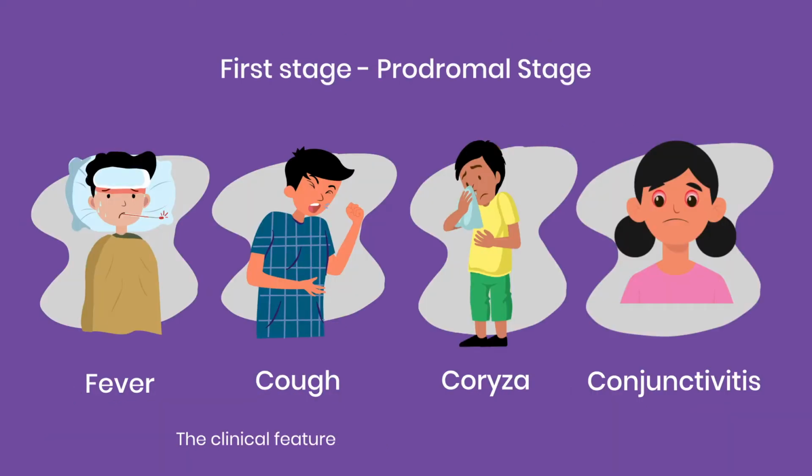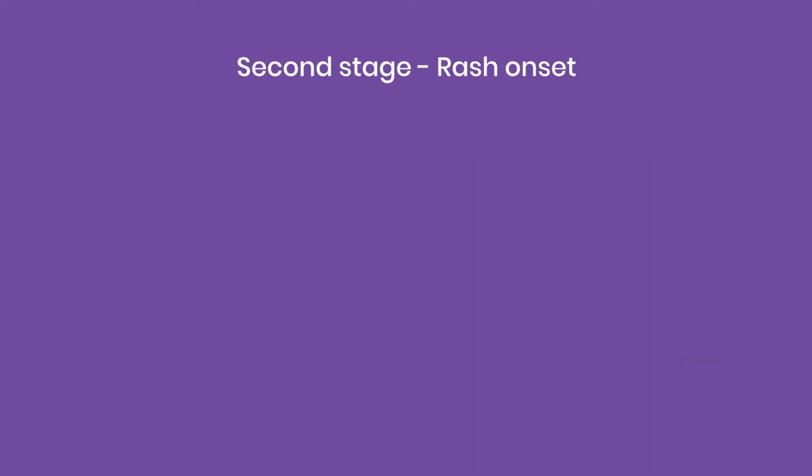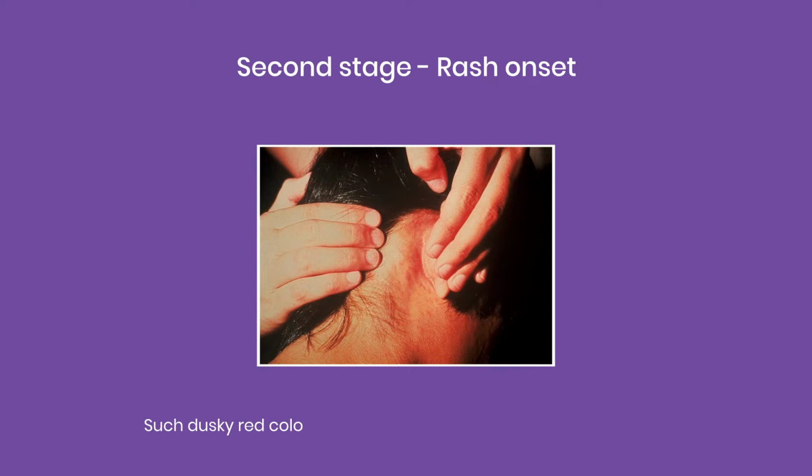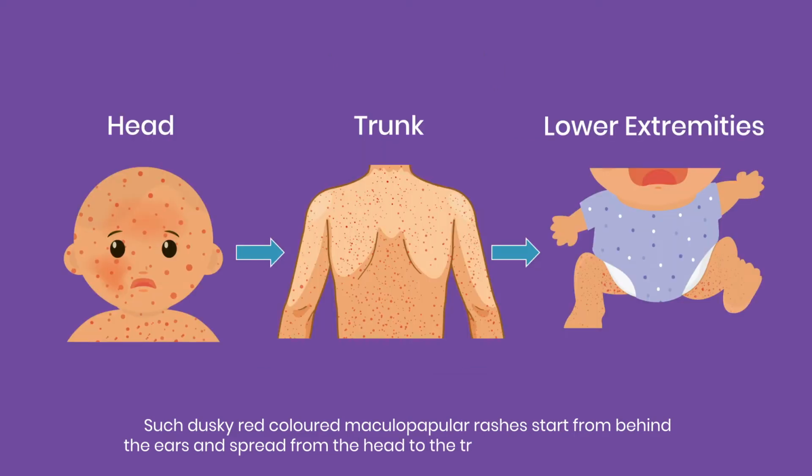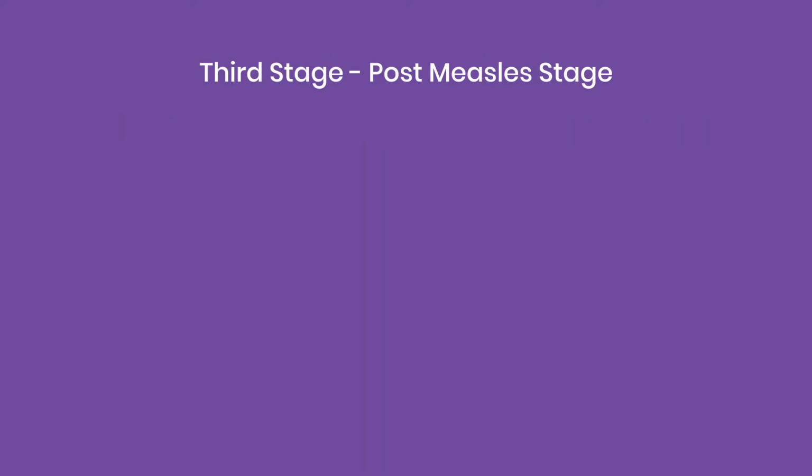The clinical features of measles are divided into 3 stages. The first stage, which is the prodromal stage, accounts for symptoms like fever, cough, coryza, conjunctivitis. In the second stage, dusky red-colored maculopapular rashes like these start from behind the ears and spread from the head to the trunk to the lower extremities.